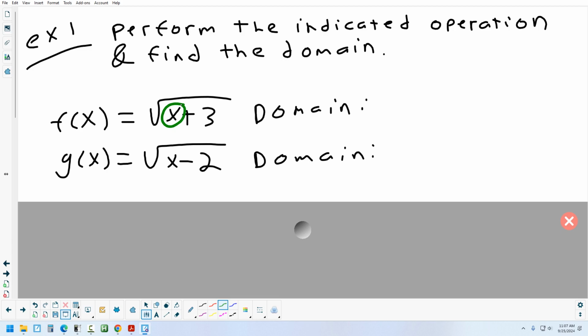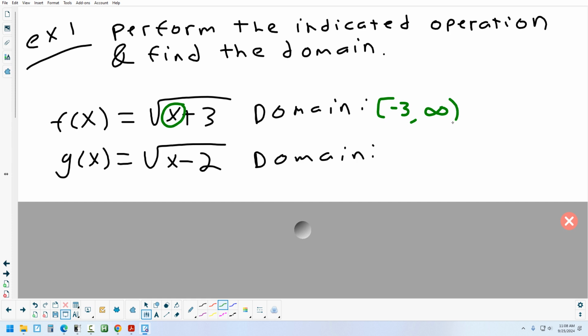People mix up square root of 0 with dividing by 0. They're different. Square root of 0, no problem. So the domain is all numbers from negative 3, and you said and up. So what would be the highest number you could pick? Infinity. And can you include infinity?